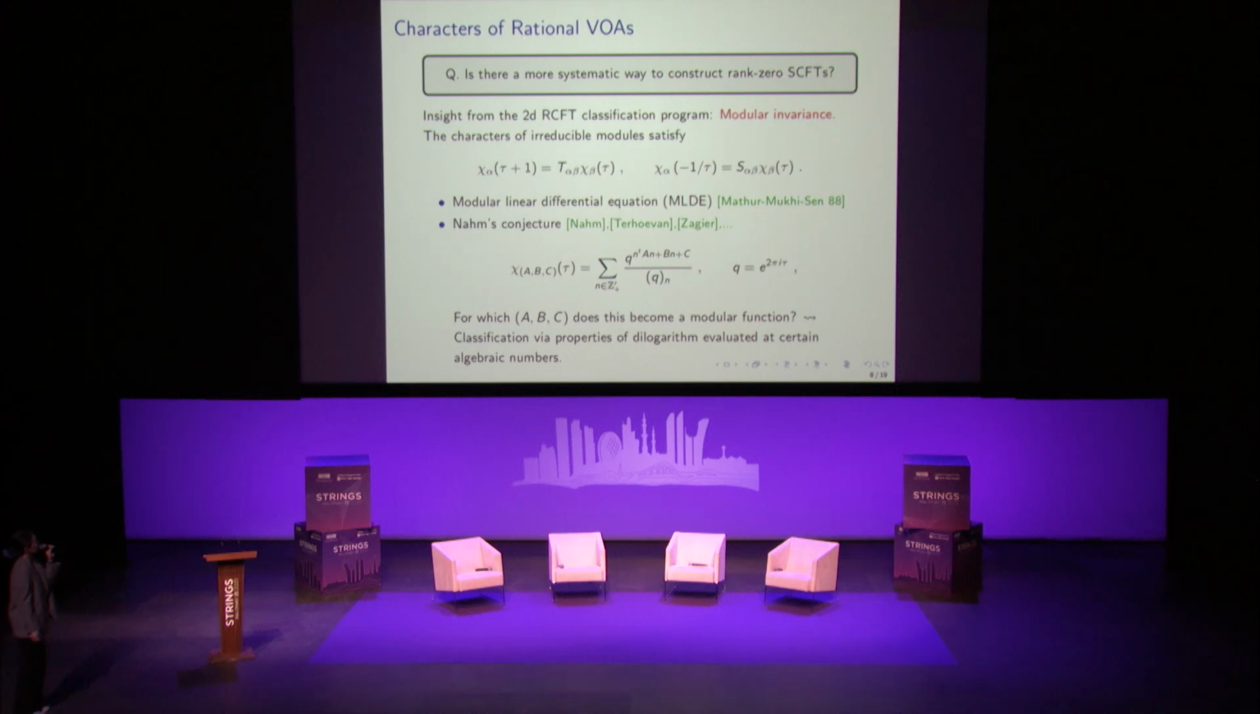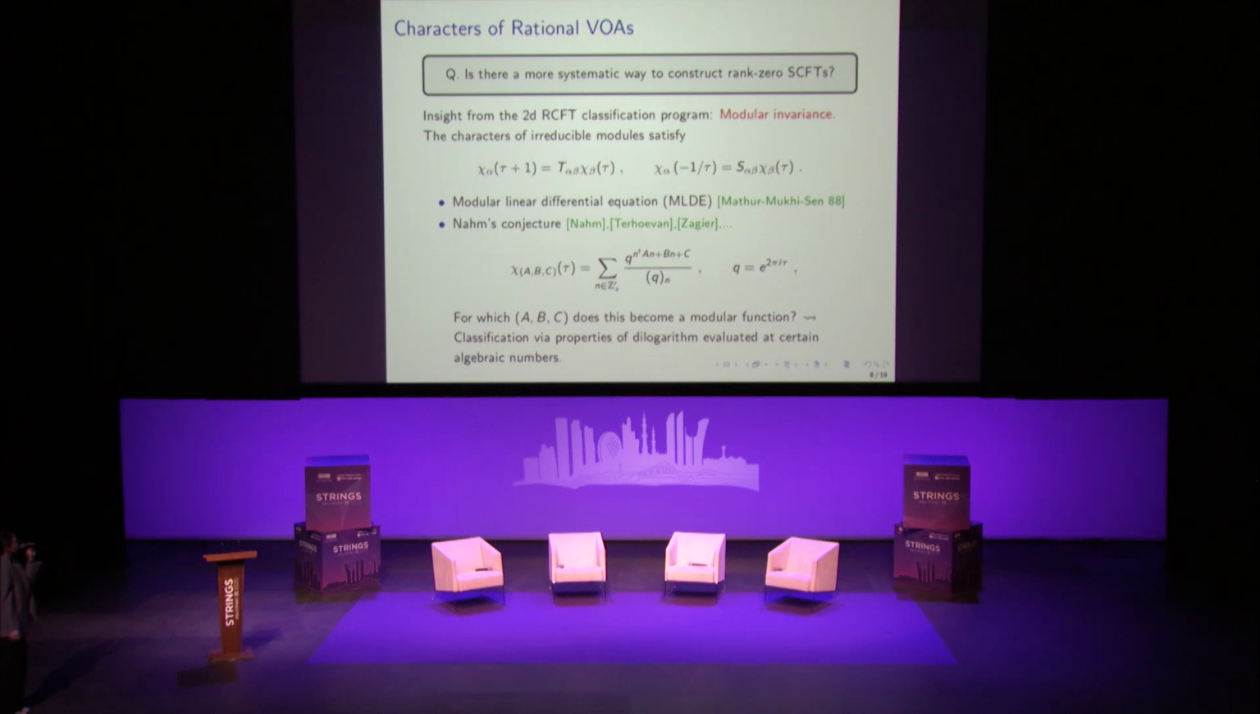There are a few different approaches to this classification program of 2D RCFTs, but the overarching theme is the modular invariance there, which makes use of the property that the characters of irreducible modules in 2D RCFT transform as vector-valued modular forms. There are a finite number of chi's that transform in that way, where S and T act by some finite-dimensional representation of SL(2,Z). And each of these characters, chi alpha, also transforms as a modular function under some congruence subgroup of SL(2,Z). So the first approach is using the modular linear differential equations, which makes use of the fact that those chi satisfy a certain class of modular linear differential equations, which goes back to the work of Mukhi and Mathur in '88, which we will come back to at the end of the talk today.